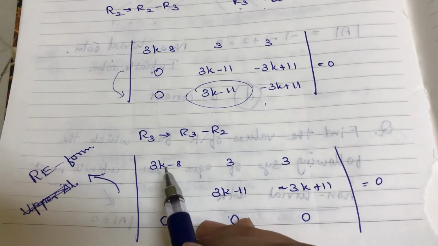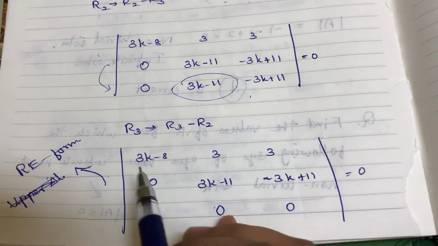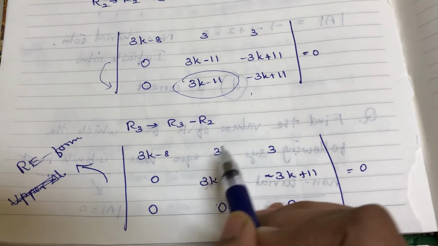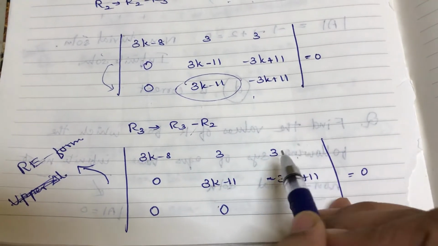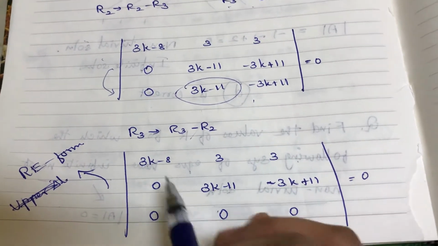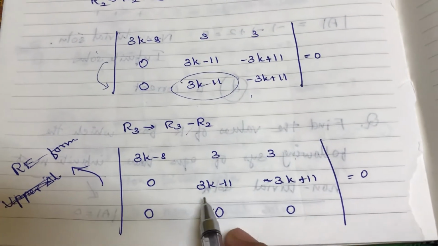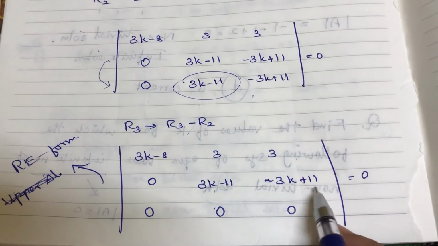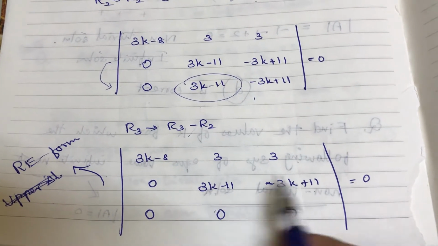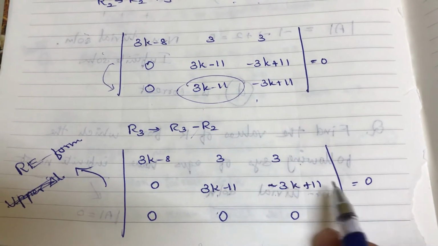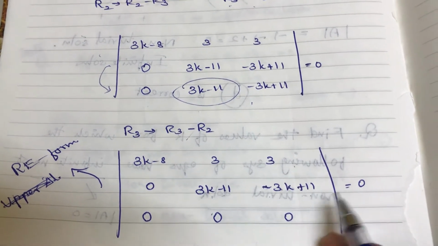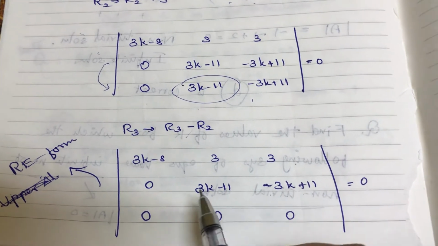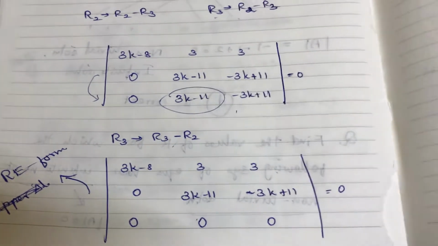Then we need to find the k value. How can we find the k value? Just this coefficient into x, this one into y, this one into z, which is equal to 0. Likewise we need to substitute, but here you can see 3k minus 11 minus 3k plus 11, if we add these things it will be 0. So we don't need to take this. Let me show that, I will tell you.